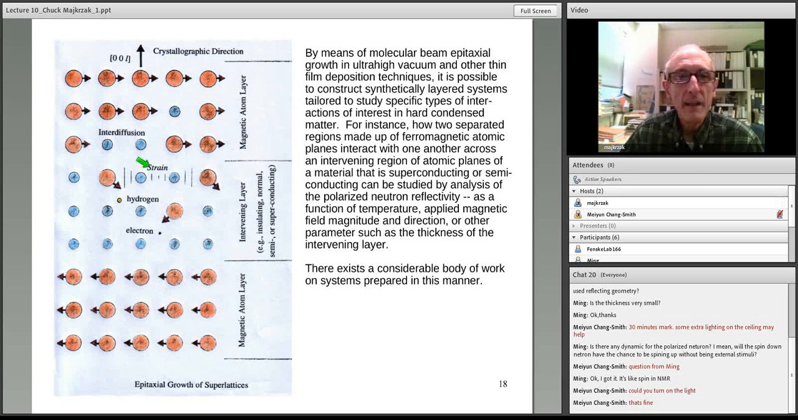And this can be varied. The thickness of this intervening layer can be varied. The constituents can be changed. It can be put in different magnetic fields at different temperatures. So this has turned out to be an extremely useful means of studying fundamental magnetic interactions in hard condensed matter. Again, through polarized neutron reflectometry and the ability to make tailored systems to one's own specifications.